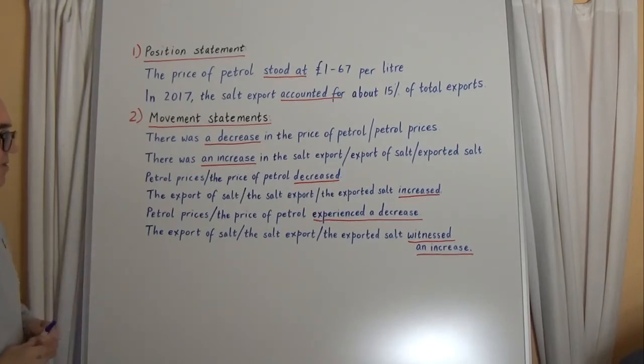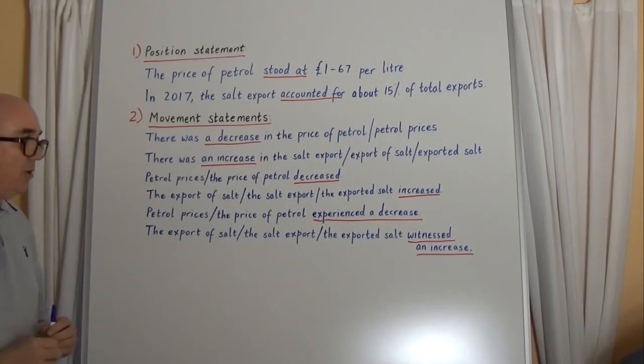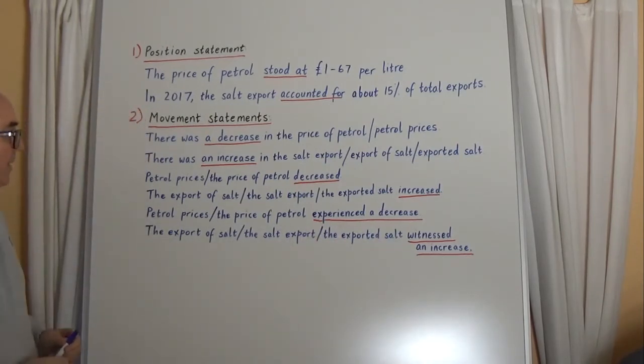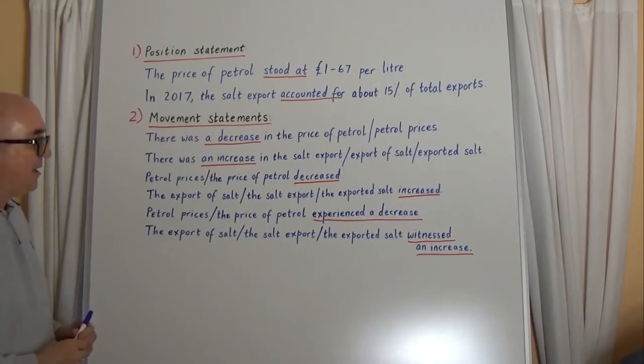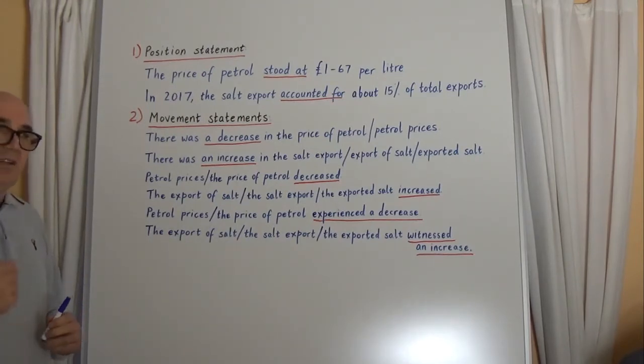The export of salt witnessed an increase. Now there's a very good phrase for you. Witnessed an increase. The export of salt witnessed an increase. The salt export witnessed an increase. The exported salt witnessed an increase. So these are all phrases that you can use when explaining a graph.